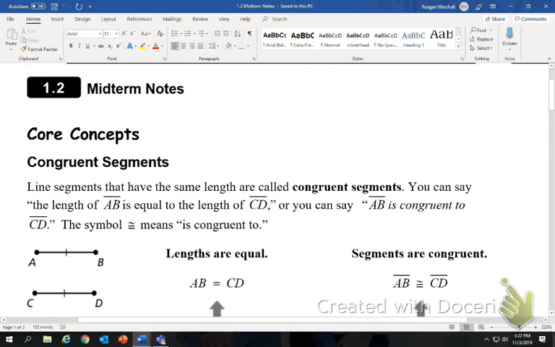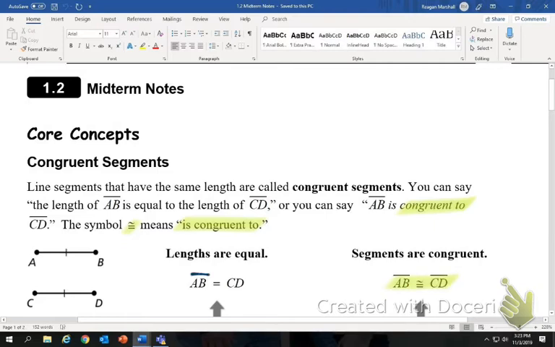We will move on to 1.2 notes. 1.2 is about congruent segments. So hopefully you remember this. Go ahead and highlight it if you don't, or just in general. This symbol right here means is congruent to. You can say the length is equal to length, or you could just say the segment is congruent to the other segment. So we would write it like this.